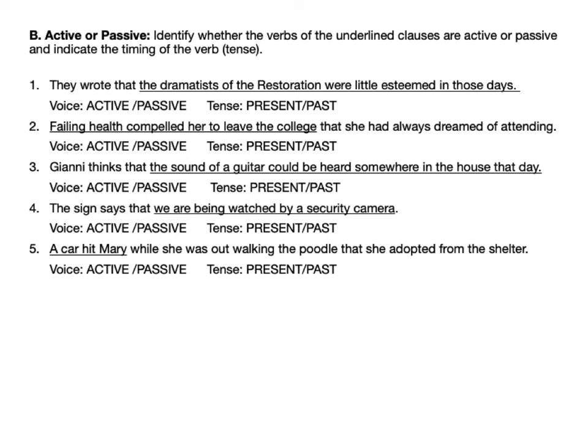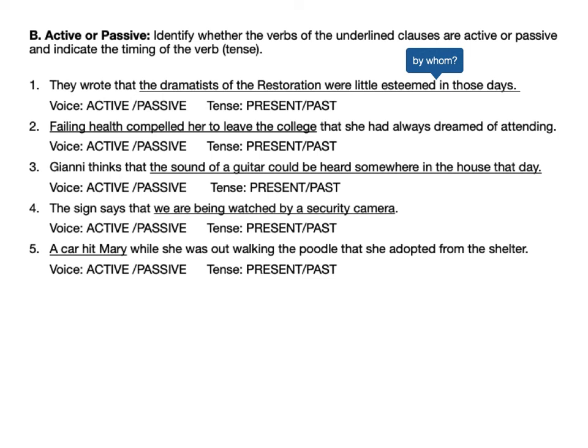Part B, active or passive. Identify whether the verbs of the underlying clauses are active or passive and indicate the timing of the verb, tense. Number 1, they wrote that the dramatists of the Restoration were little esteemed in those days. The first thing we want to look at is the use of the verb to be in the construction. So we have were little esteemed. And if you could ask yourself by whom, or if it's explicitly stated, you know that it's a passive construction.